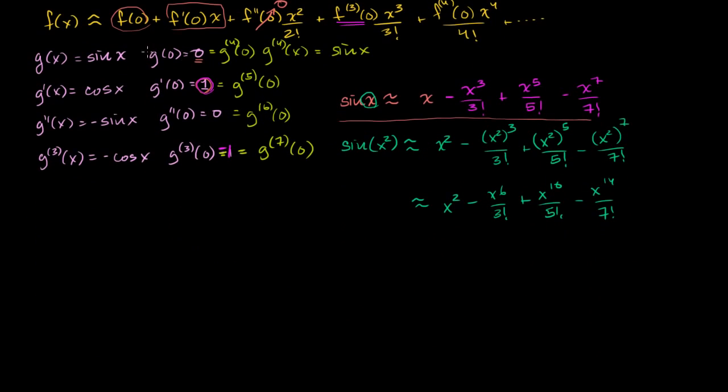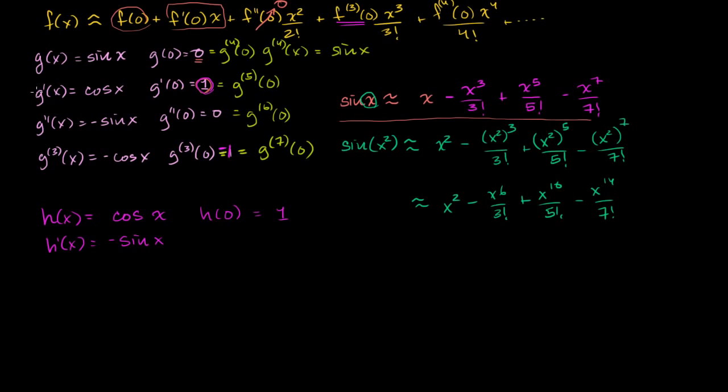So let's put our formula for the Taylor series up here around x equals 0. So we're centering it around x equals 0 right over here. And so if we say that h of x is equal to cosine of x, then h of 0 is going to be equal to cosine of 0, which is equal to 1. And then h prime of x is going to be equal to negative sine of x.